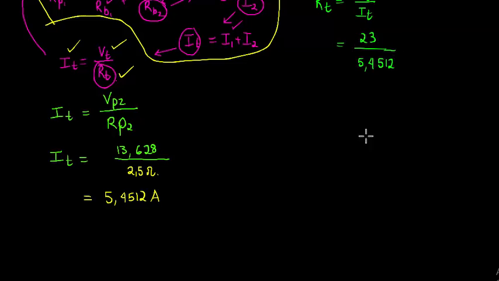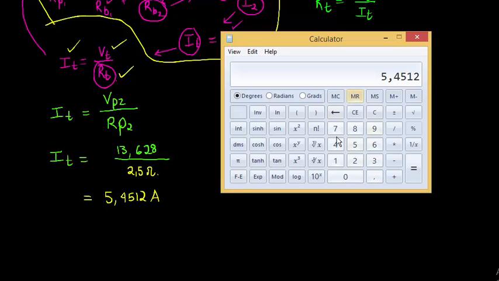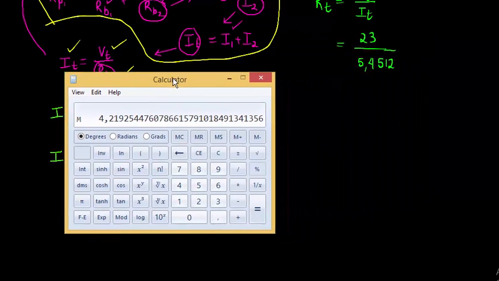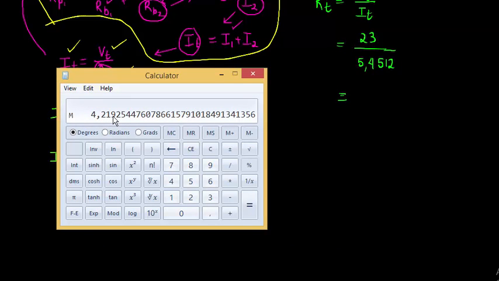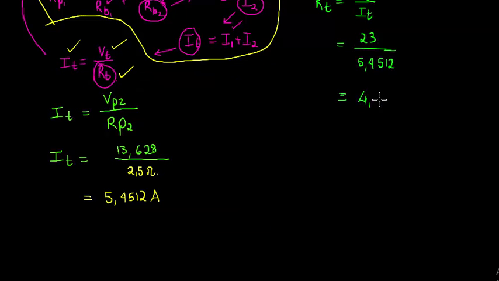5.4512. Excellent. So I'm going to just store this value, memory store, and then I say 23 divided by memory recall, and that gives me total resistance is 4.21925. Let's round. I'm going to store this value as well, but I'm going to round it to 4.22. 4.22 ohm.